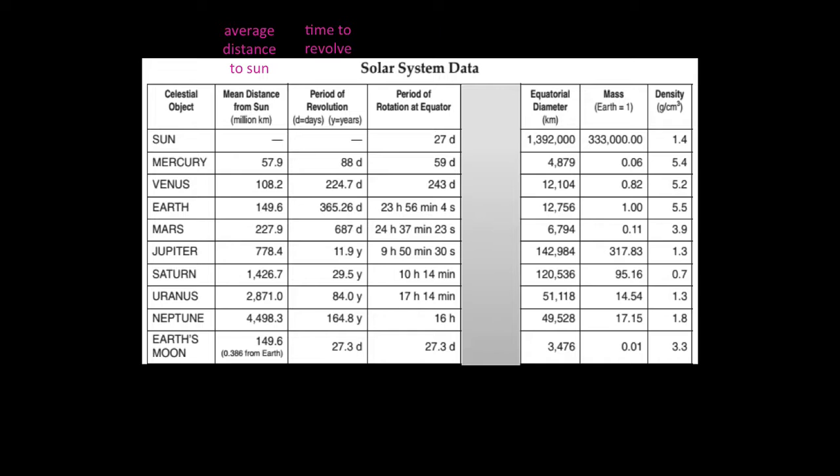The next column is the period of rotation, the time it takes to rotate. So for Earth, just under 24 hours. The equatorial diameter is a fancy way of saying the distance across the middle, the distance across the equator, the diameter. And that is in kilometers.